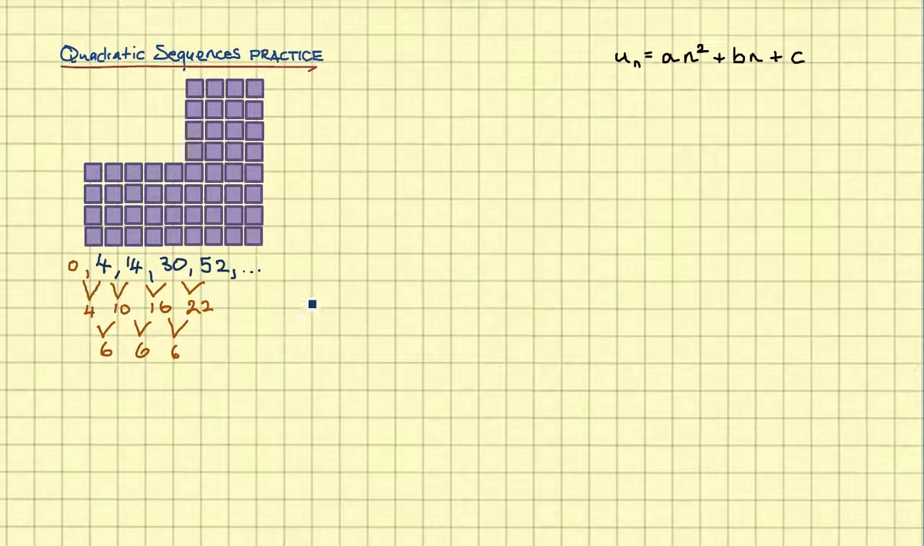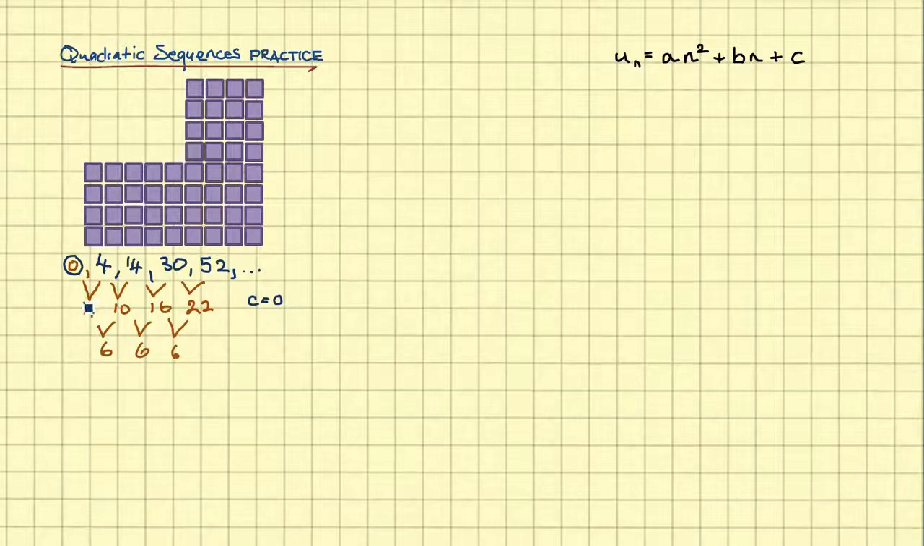So of course with the first term n squared is going to be 1 and so on, and with the 0th term n squared is going to be 0 and it's only c. So the first thing we can get is that c value, which gives us the last part of our term to term rule. So what's c going to be? Well, c is just this term here. c is going to equal 0. So I write c equals 0. So that's sorted that one out.